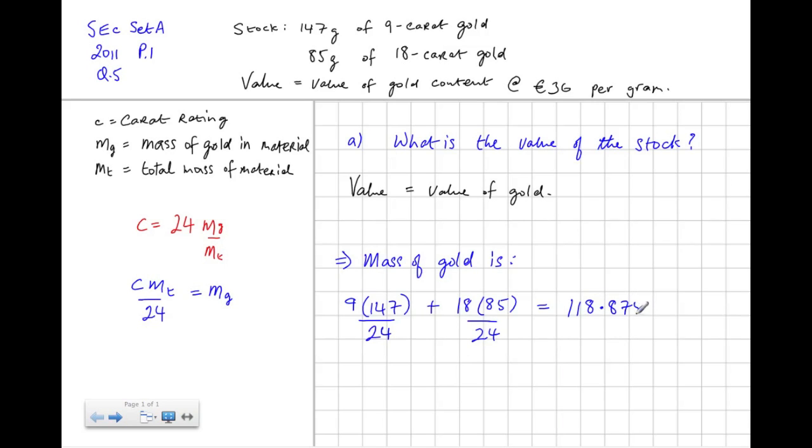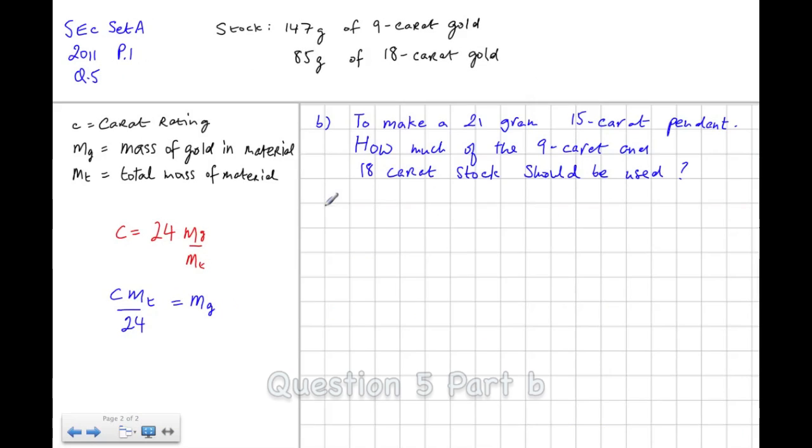Stick this into the calculator and we see the amount of gold between the 2 types of stock is 118.875 grams. So the value of gold is the grams multiplied by 36, since it's 36 euros per gram. So just put this into the calculator and it gives the answer that the value of gold is about 4,279.50. So the hard part of this question was really getting started, and by changing the subject of the formula given, it became straightforward.